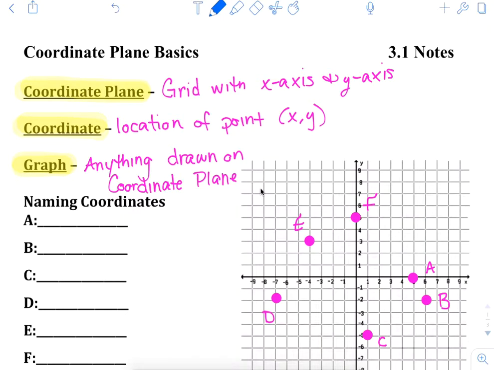Hey guys, we're back with 3.1 notes. We're going to be talking about coordinates and slope today. So if you will take a second, pause the video, write everything you see.